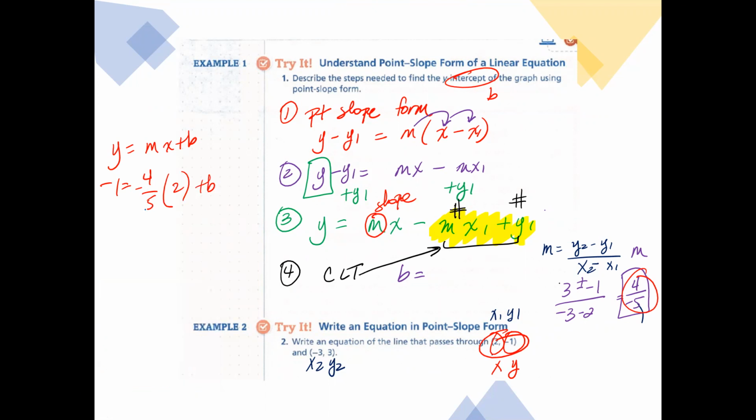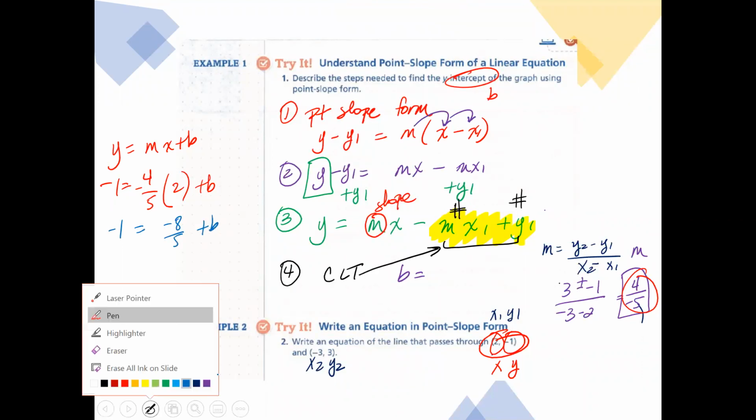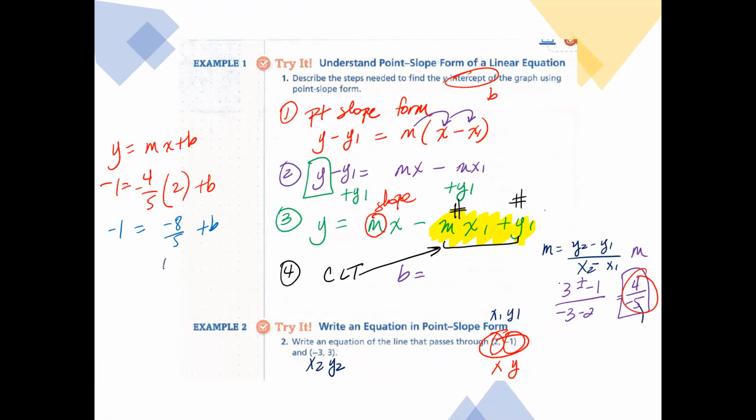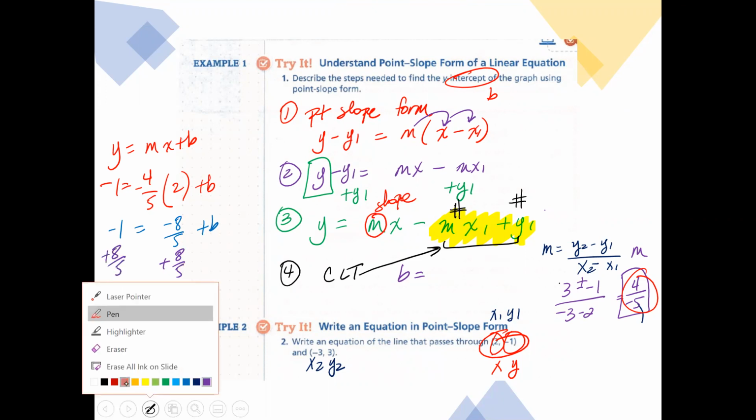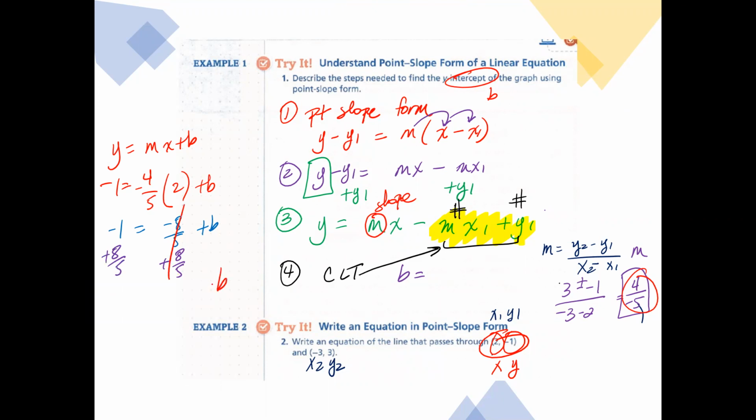So I'm going to multiply the fraction with a 2. So I have a -1 on the left side equals -8 over 5 plus b. I want to get the b by itself. So what's opposite of -8 over 5 is +8 over 5. But you have to add it on both sides of your equation. That cancels. b is equal to, you have your -1 over 1 plus 8 over 5.